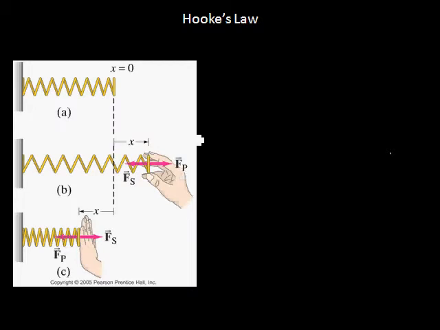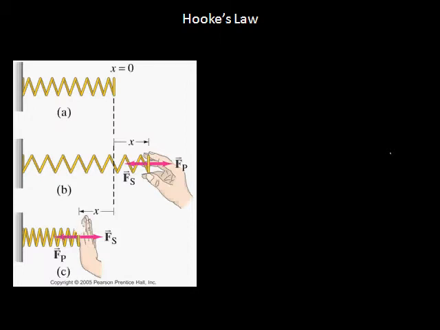So we've got F_p here as a pulling force that pulls to stretch the spring, and the spring is pulling back against that, resisting being stretched. And you'll notice that the force of the spring is in the opposite direction to the displacement, the change in length of the spring. Similarly, if we compress a spring, we have to apply a force to the left here, F_p, to squash it, and the spring pushes back against us, and again that's in the opposite direction to the displacement of the spring.